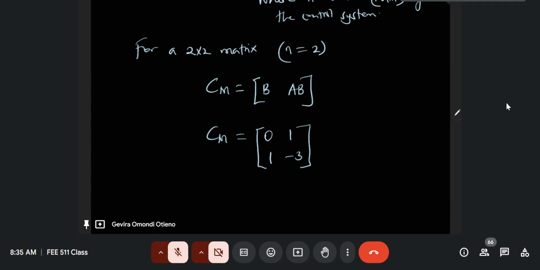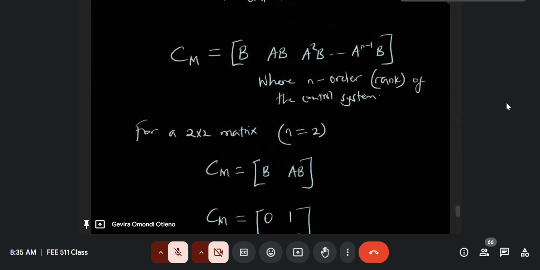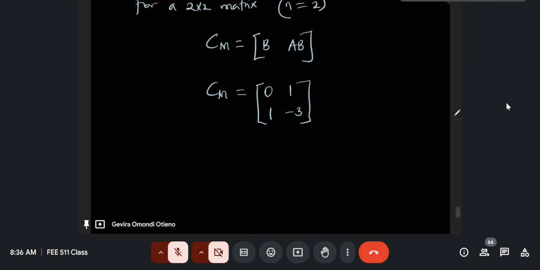That means the rank 3. And if it's the rank 3, then you'll have your B, AB, and A squared B. I think we've done these examples in class, so I'll not engage you there. Let's stick to what we have here today. Now remember, we are supposed to get the determinant. That's where we test for controllability. We test for controllability by getting the determinant of this control matrix.